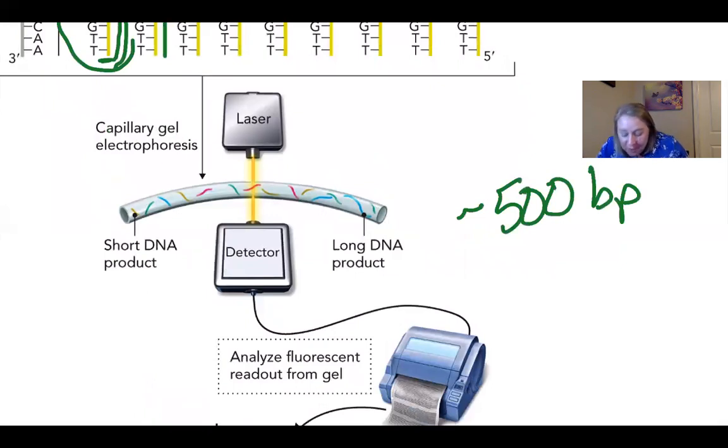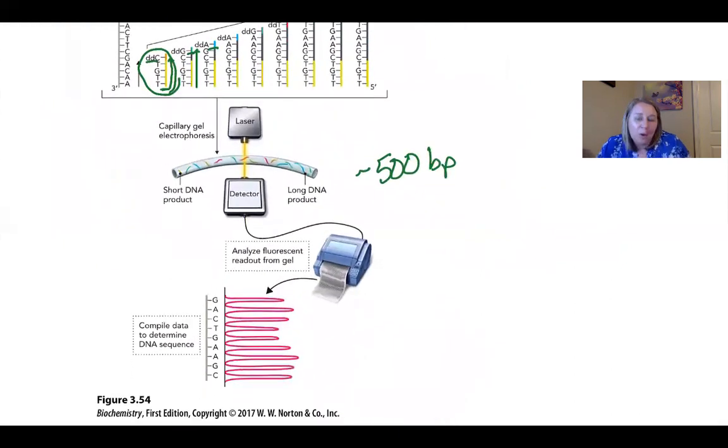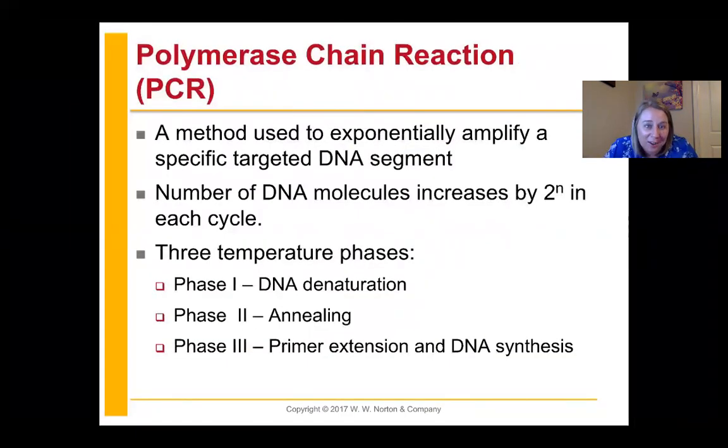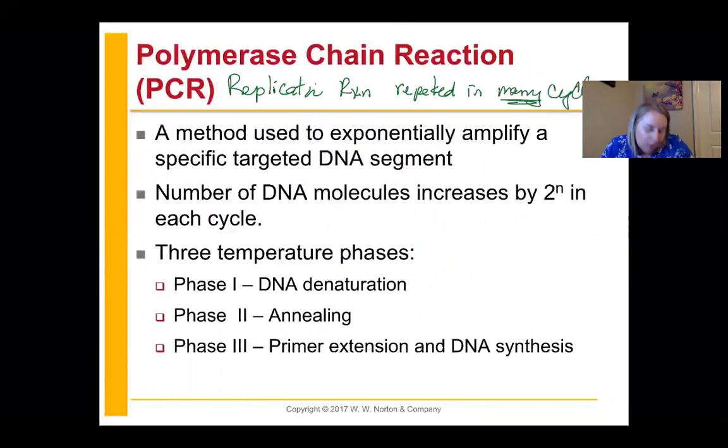But you really need a lot of template DNA to do this. So before you can sequence your DNA, usually what you have to do is amplify your DNA. So how do you amplify your DNA? You're going to amplify your DNA with PCR. This is a process that amplifies a specific sequence of DNA. It's really a replication reaction repeated in many cycles. It's just something that cycles over and over and over again, right?